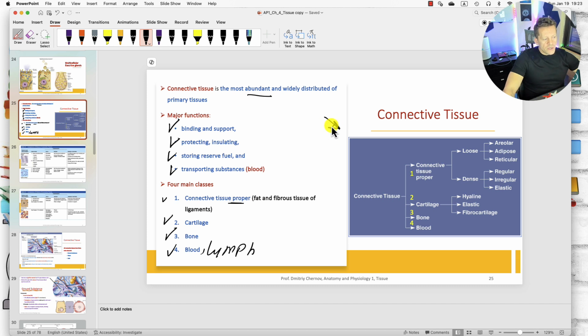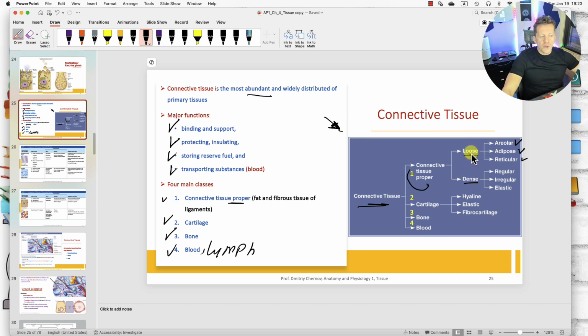Pay attention to this particular image. There's a connective tissue proper that has a loose connective tissue type and a dense type of connective tissue. And there are subcategories. Under the loose: areolar, adipose, and the reticular connective tissue. As the name implies, loose connective tissue means that the fibers are loosely spread out within the tissue, within the space. Dense connective tissue fibers are packed near one another densely.